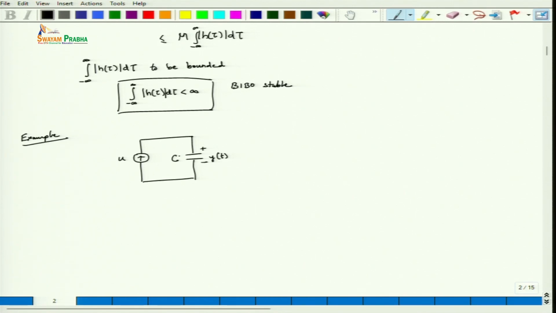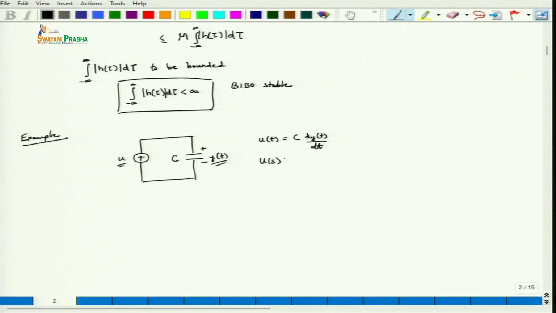So the capacitance is C, the current flowing is basically u, which is our input, and the voltage across the capacitance is the output y. So the dynamic equation for this system is u(t) is equal to C dy(t)/dt. That is, the current is capacitance times the derivative of voltage with respect to time.